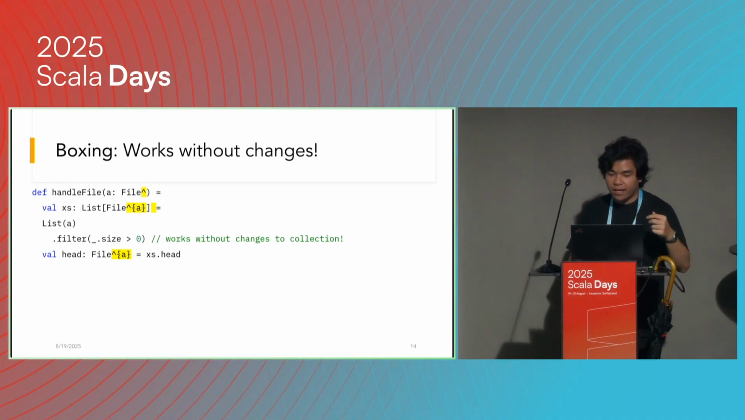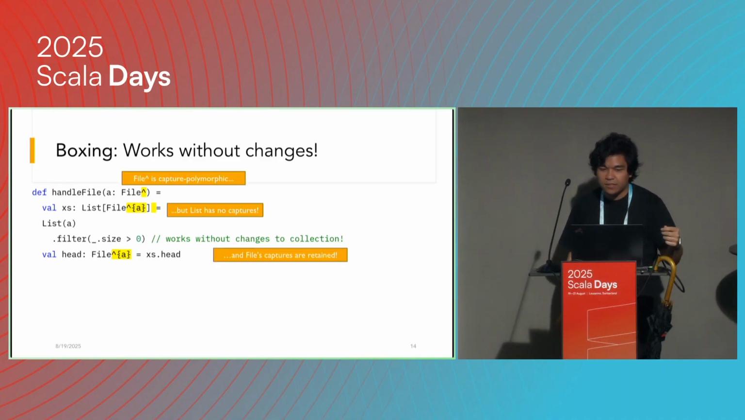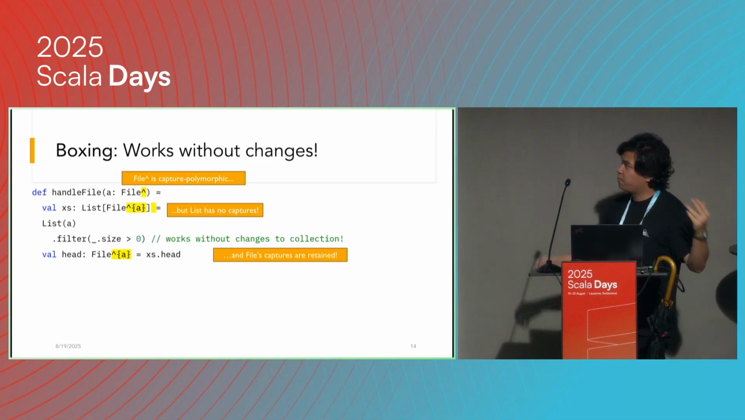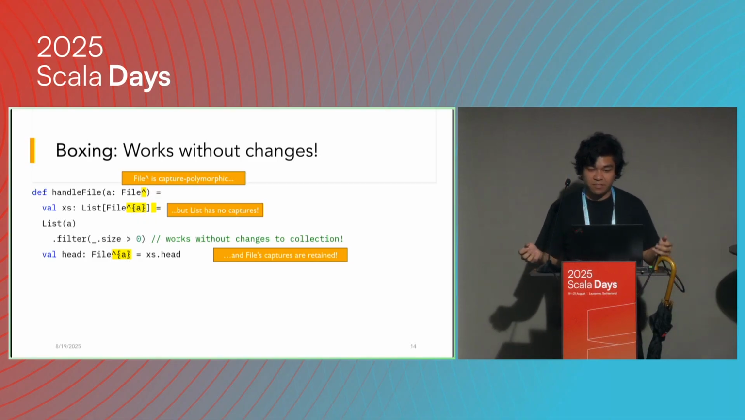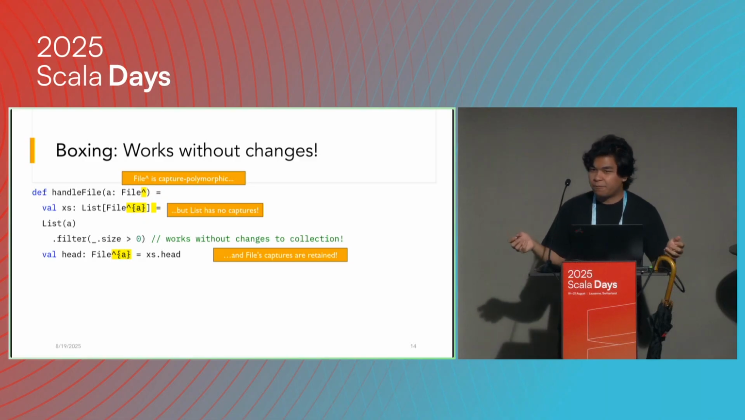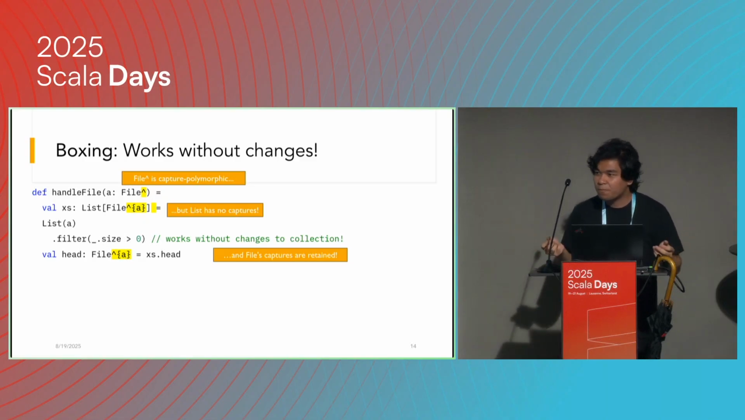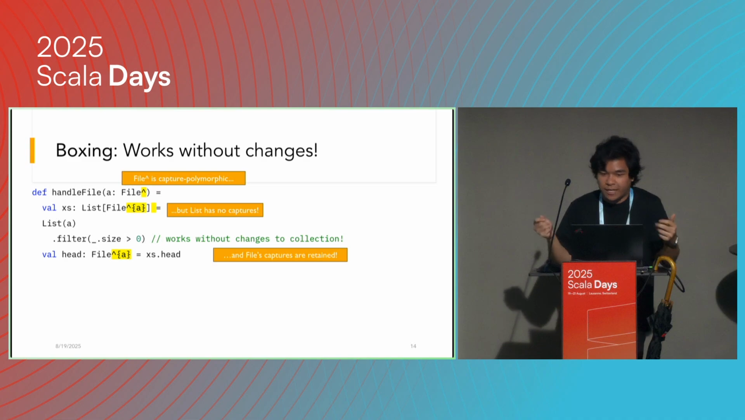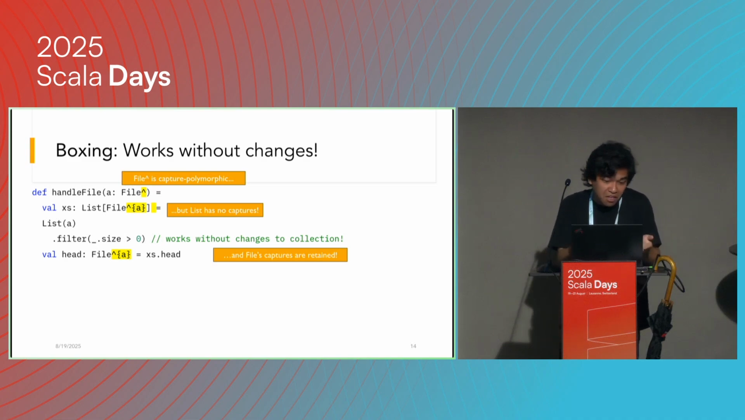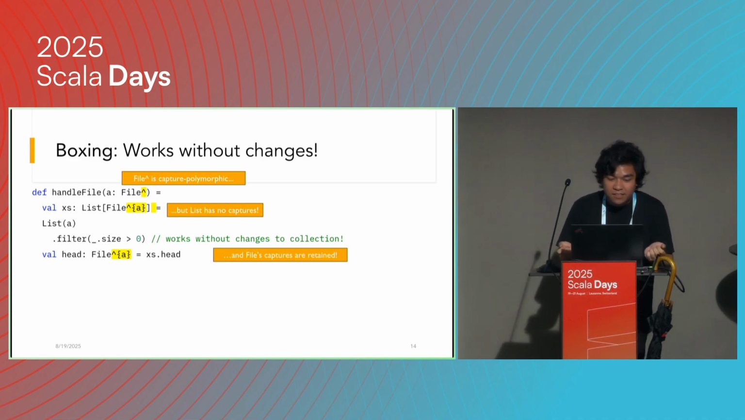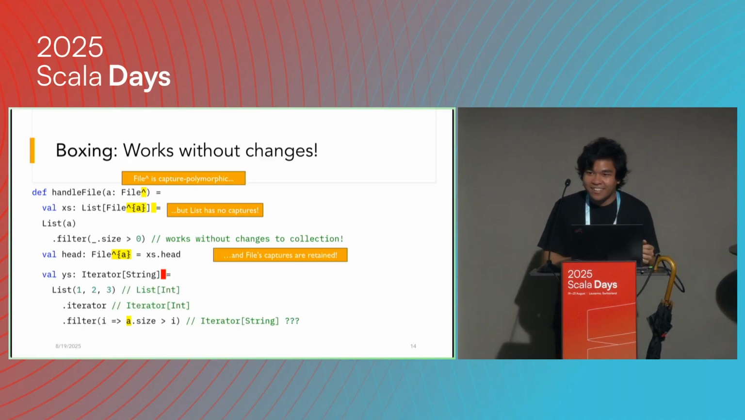And if you look at the type of the list, well, we have file is capture polymorphic. It's tracked. List doesn't have a capture because we have boxing, as explained previously. But the type inside the list still retains the capture. That's a feature of the language. It's not a feature of the standard library. You don't have to capture check it. And if you take the file out of the list, it retains the capability. So everything is fine, mostly.